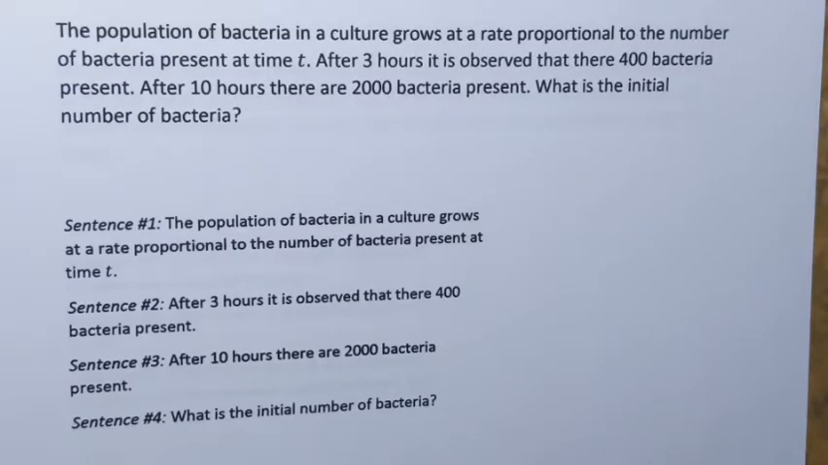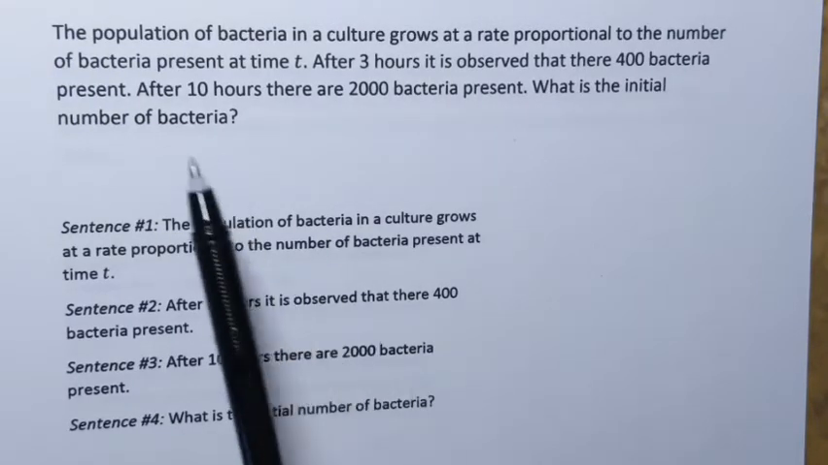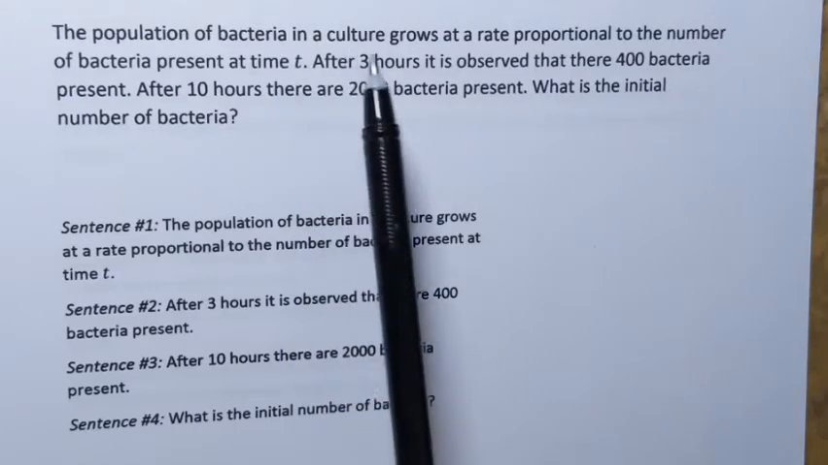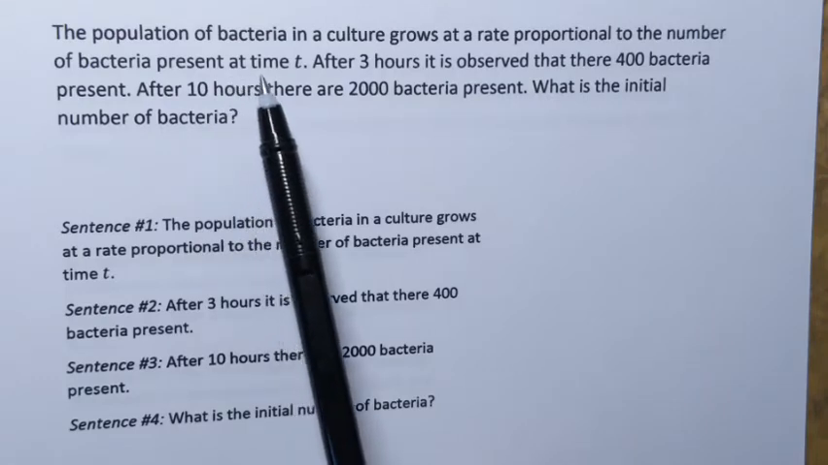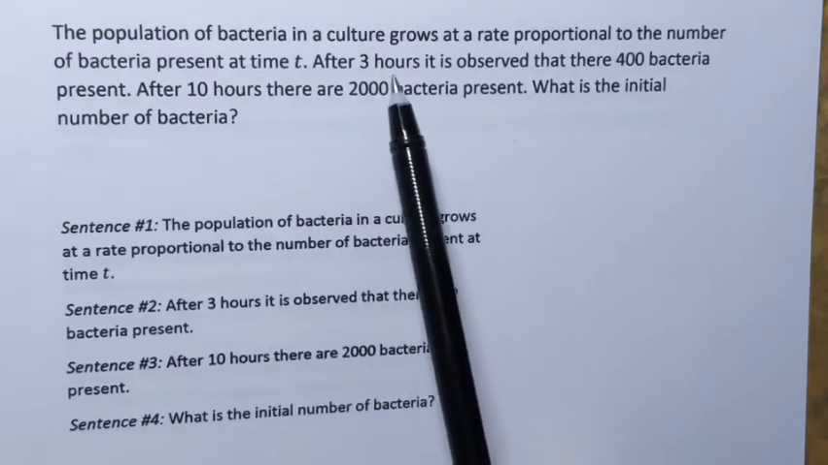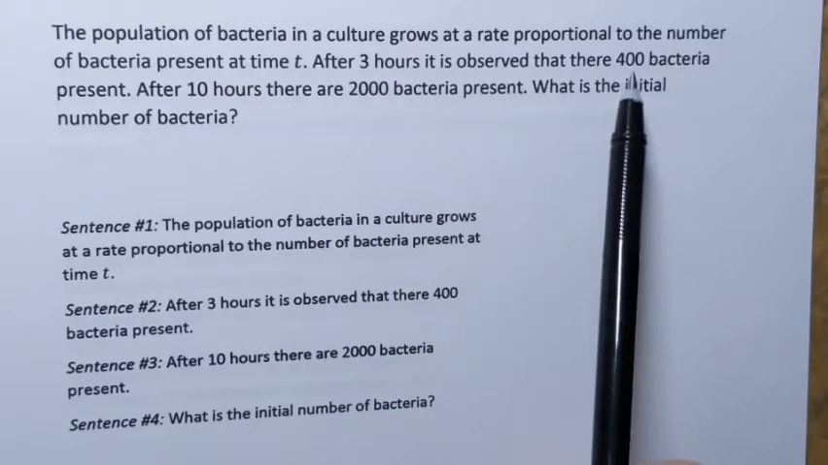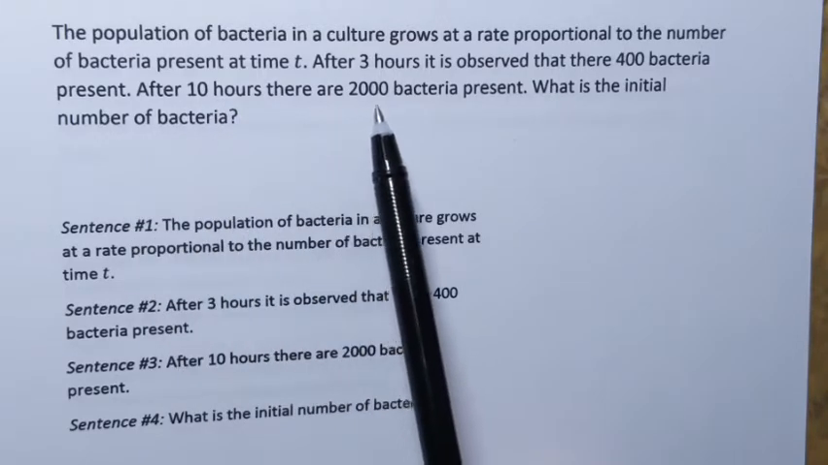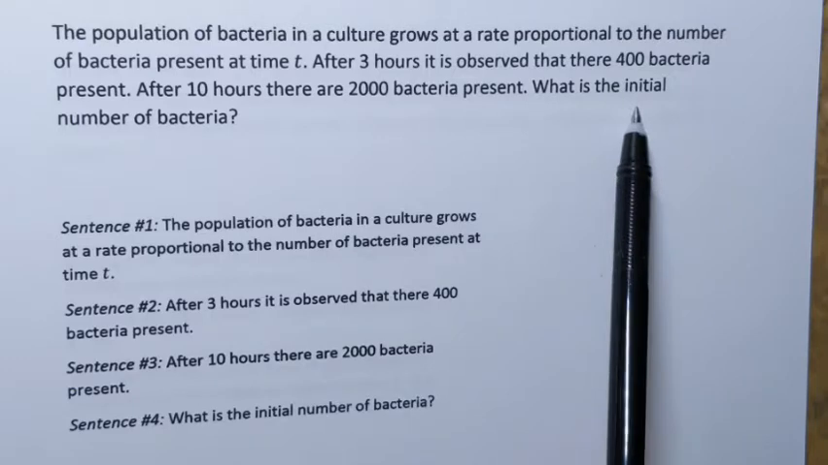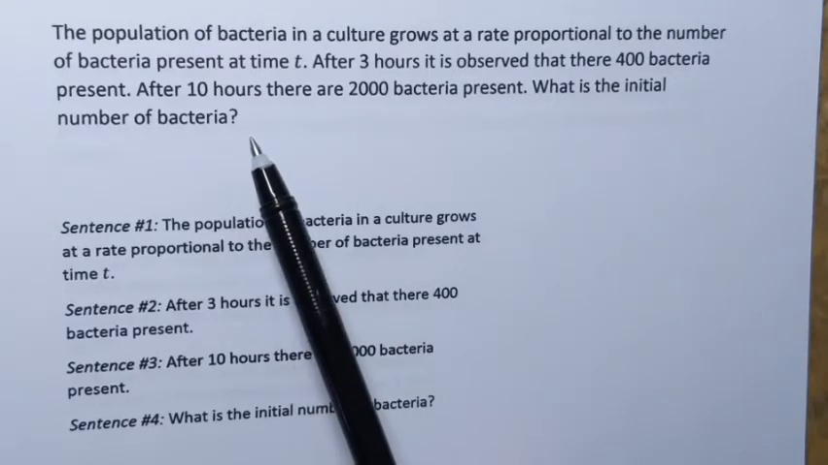In this video, we're going to look at the following example. The population of bacteria in a culture grows at a rate proportional to the number of bacteria present at time t. After 3 hours, it is observed that there are 400 bacteria present. After 10 hours, there are 2,000 bacteria present. What is the initial number of bacteria?